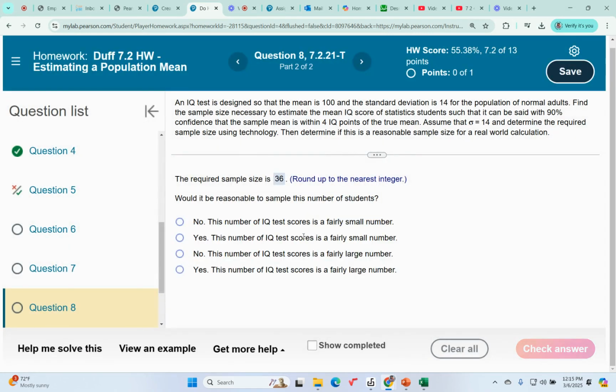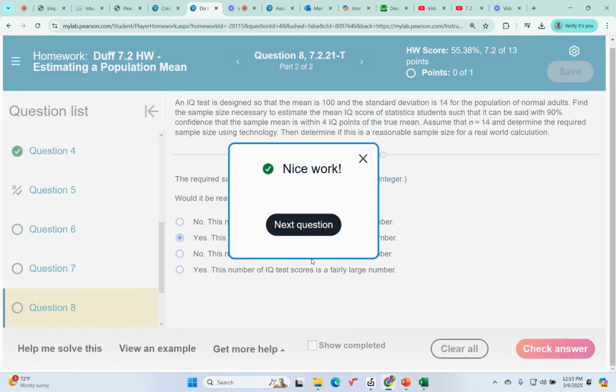And then the question is, would it be reasonable to sample this number of students? Well, sure. Yeah, it's a fairly small number. So yes, this number, so it'd be this one right here. And this concludes this lesson.